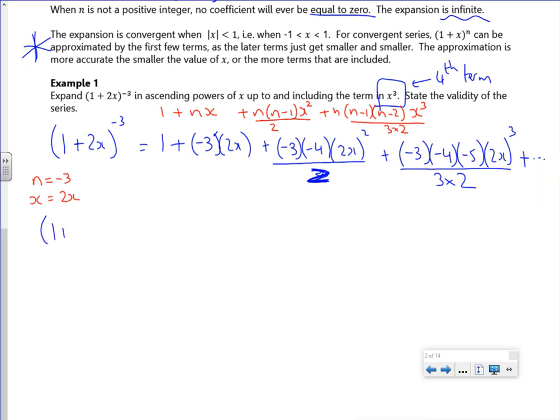So 1 plus 2x to the minus 3. I've got to think about this really carefully. I've got a 1. Ideally, use your calculator, because people stuff it up otherwise. So minus 3 times 2 is minus 6x. Then, people forget, that's why it's important to use your calculator and put in what you see for each term without the x in it. So in my calculator, I do minus 3 times minus 4 times 2 squared all over 2, because people forget to square the 2 as well as the x. So that's going to be plus 24x squared.